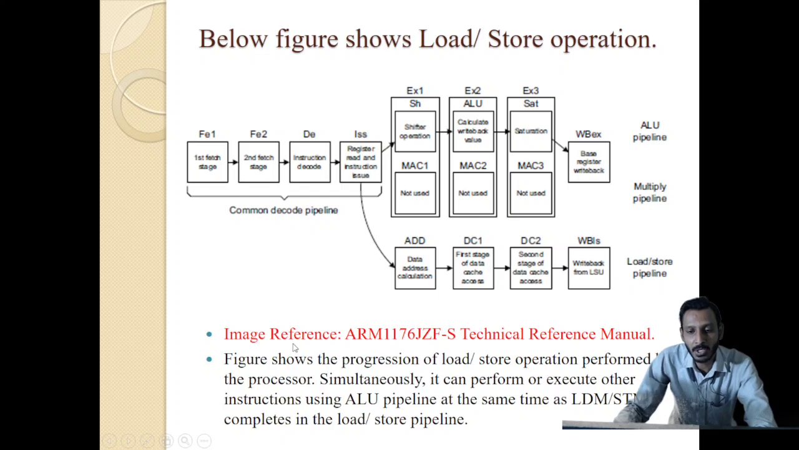So the main condition here is that whenever the processor is performing any load store type of operation, the processor can simultaneously use the ALU operation pipeline also. So in this condition, two operations can be done simultaneously: the load store operation and the ALU operation. This is the main thing you have to remember. All these images have been taken from the ARM1176 technical reference manual.